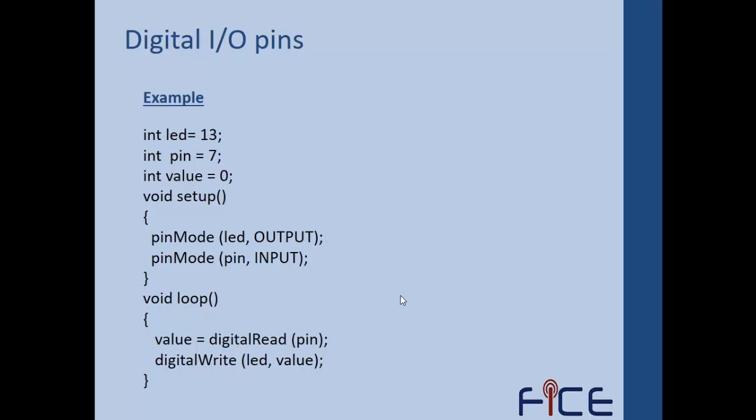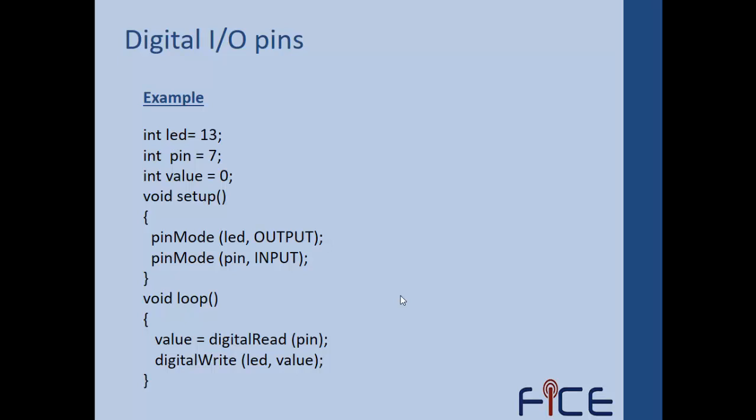Similarly, int pin is equal to 7. So we are giving the name LED to pin number 13, we are giving the name pin to pin number 7, and we are declaring one more integer variable, value, whose value equals 0.